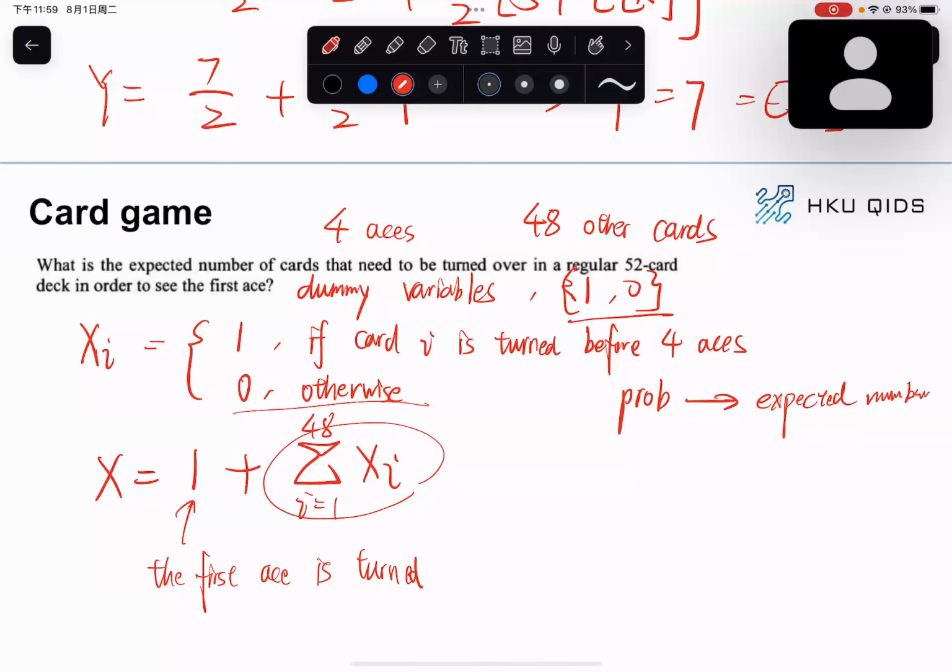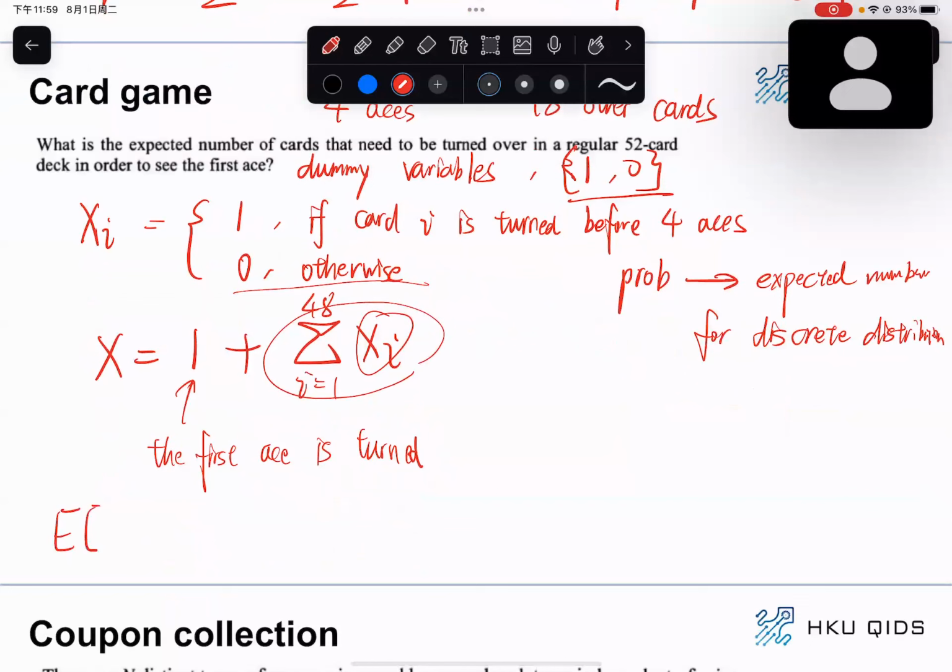For discrete distribution. So how can we solve this one, right? How can we solve this one? Because what we want to get is what? Expected x equal to 1 plus the sum of 48 expected xi, right? And we know that all these 48 xi's are similar, right? They can be replaceable with each other.